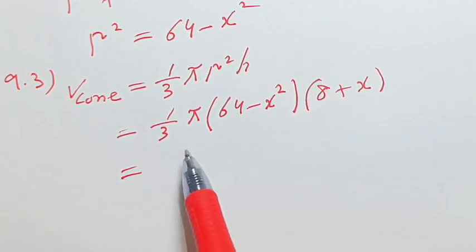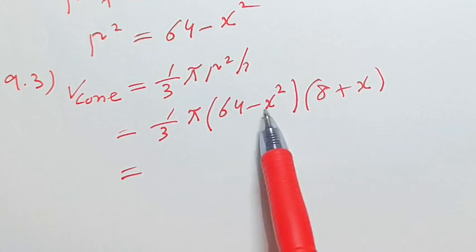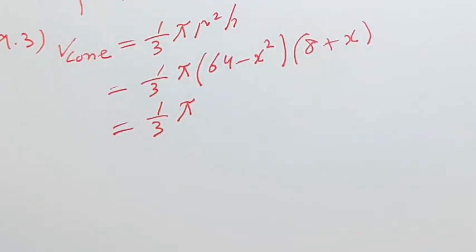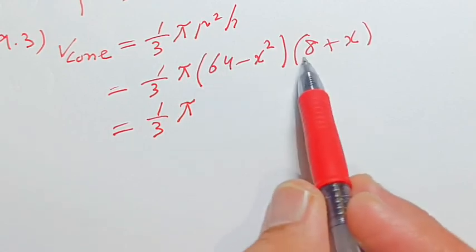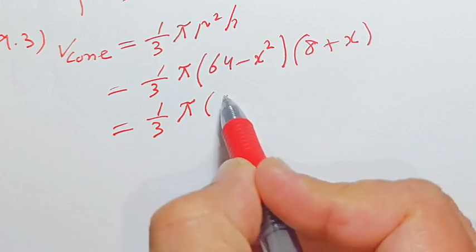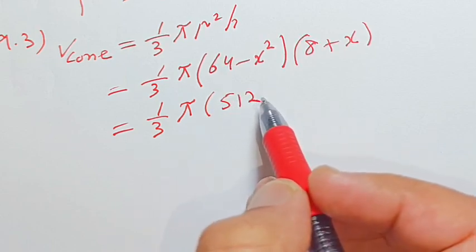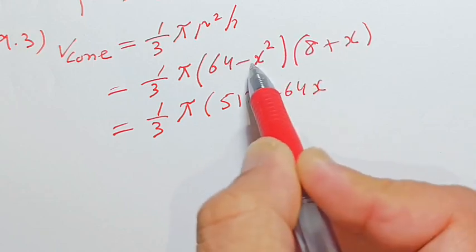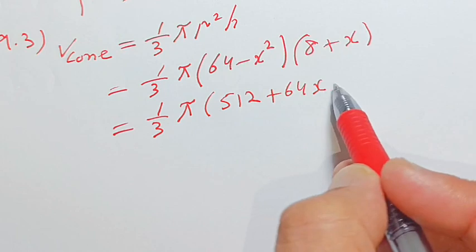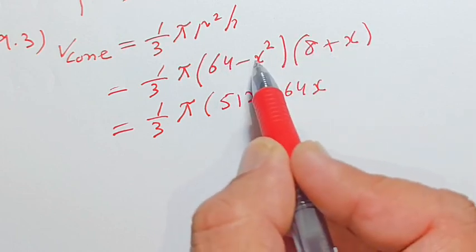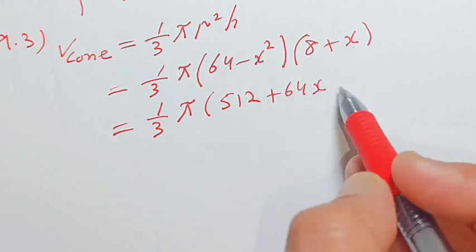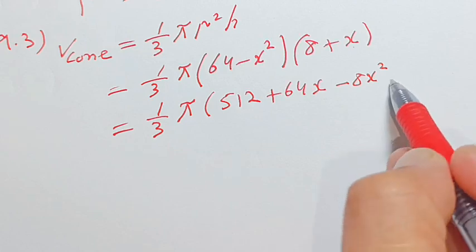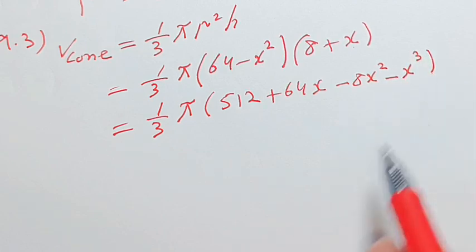So I'm going to FOIL this one. First I'm going to multiply this binomial. Now I'm going to use the calculator. 64 multiply 8 is 512. I'm going to expand the expression. 64x. Now multiply minus x squared with 8 and x. Negative x squared with 8 is negative 8x squared. And the last one, negative x cube.